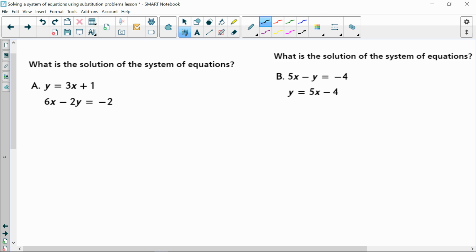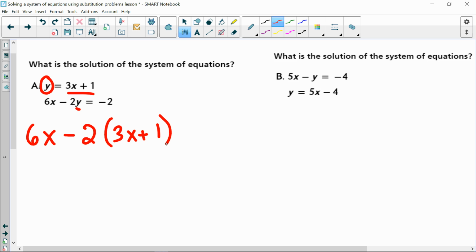So let's go ahead and we'll start in red. Again, I know that y equals that, so that's my key that I'm going to be able to substitute in something for the y variable down here. So I said 6x, that doesn't change. Subtract 2, that doesn't change. Numbers never change. But now instead of y, I know y equals 3x plus 1. And that all equals -2.